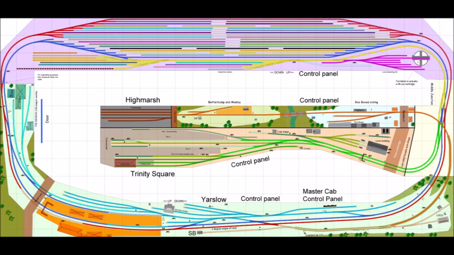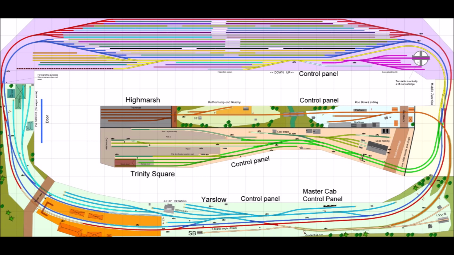And so bringing this back to my new Yarslow layout, you can see that I've got red and blue and green and yellow and brown sections, and a master cab control panel in the bottom right hand corner. It's this panel that will control all of the rotary switches that will determine which controller has control of which piece of track.